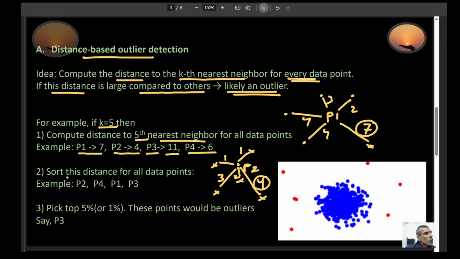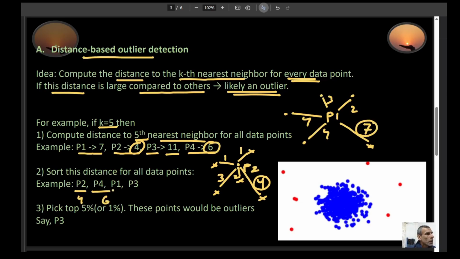Step 2, then I sort these distances for all data points. So I'm going to sort P1, P2, P3, P4 based on the distance. In this case, my P2 will come first because this one actually is the least one, 4. Then P4 will be next because P4 is 6. So if you look at it, the distance for P2 is 4. The distance for P4 is 6.